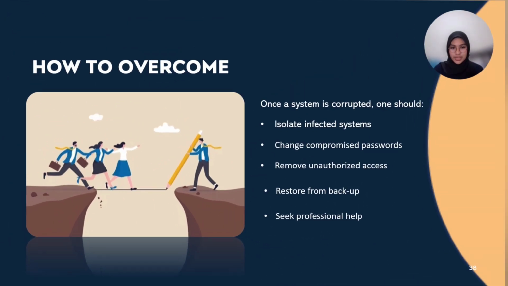Now that we know the signs, how do we deal with them? Once a system is corrupted, the user should isolate infected systems, change compromised passwords, and eliminate unauthorized access to prevent the threat from spreading further. Lost data can be restored if there are backups. However, if the situation is too severe, it is advised to seek professional help to handle the threat safely.